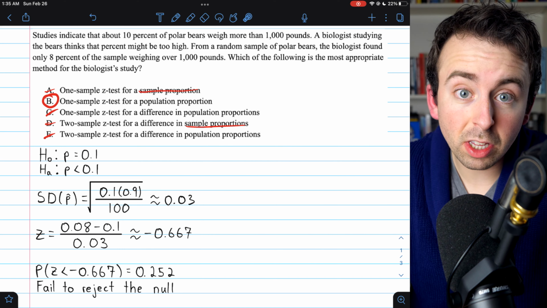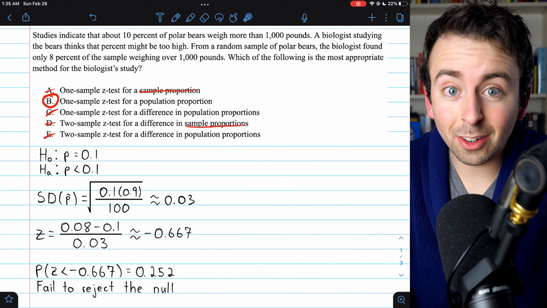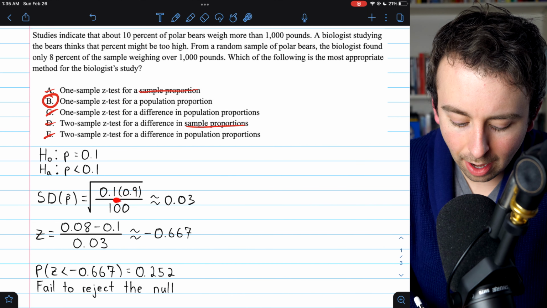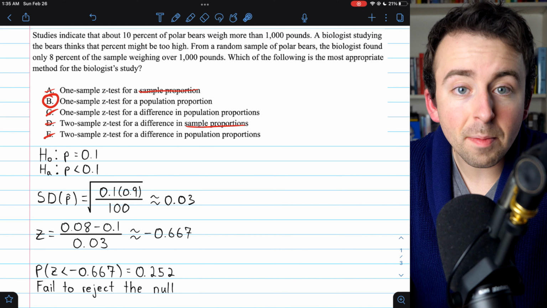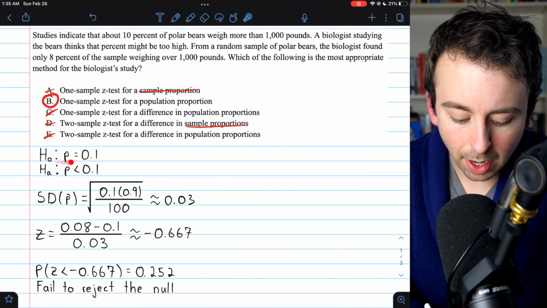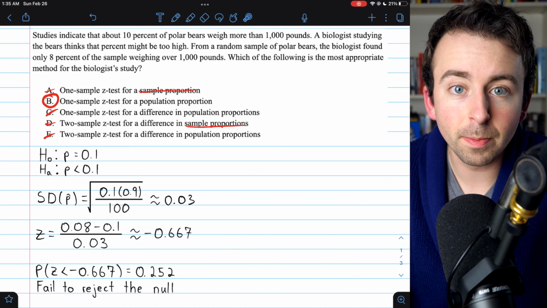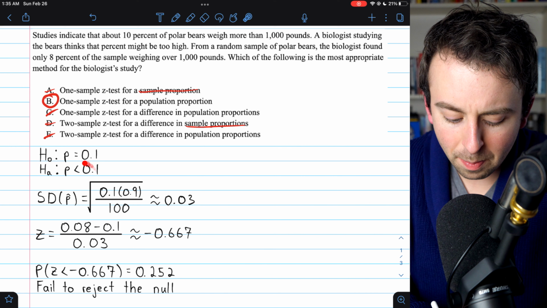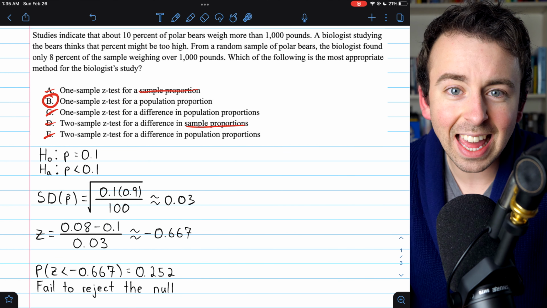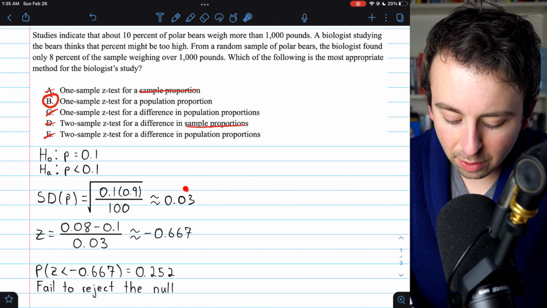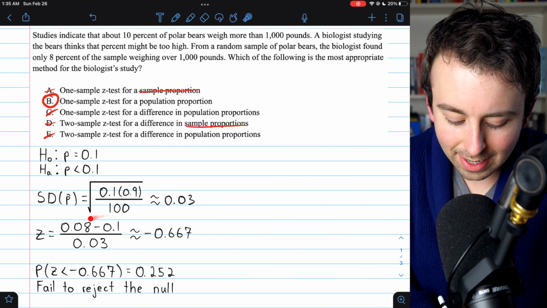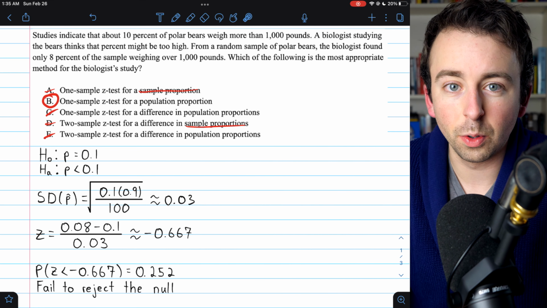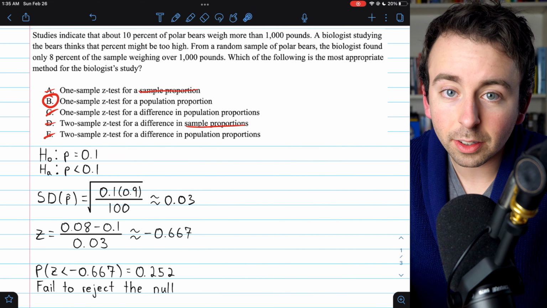And real quick, if you actually wanted to carry out this test, well, we don't actually have enough information because we don't know what the sample size was. But if we just assume the sample size was, say, 100, this is what the hypothesis test would look like. The null hypothesis would be that the true population proportion is the reported 10% by the studies, but the biologist would have an alternative hypothesis that the true proportion is actually less than 10%. We would get our standard deviation, and then we'd be able to calculate the test statistic, and we would find a p-value of 0.252, which is quite large, and so we would fail to reject the null.